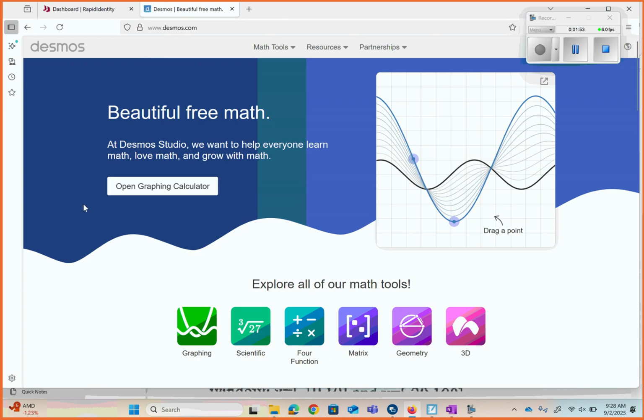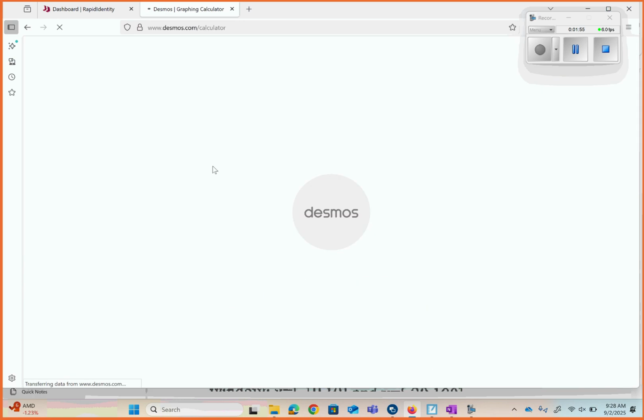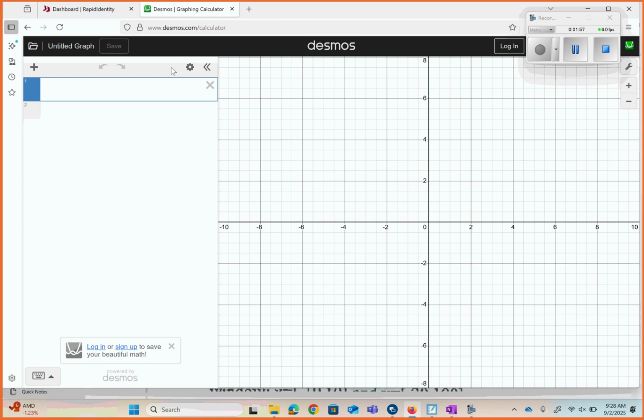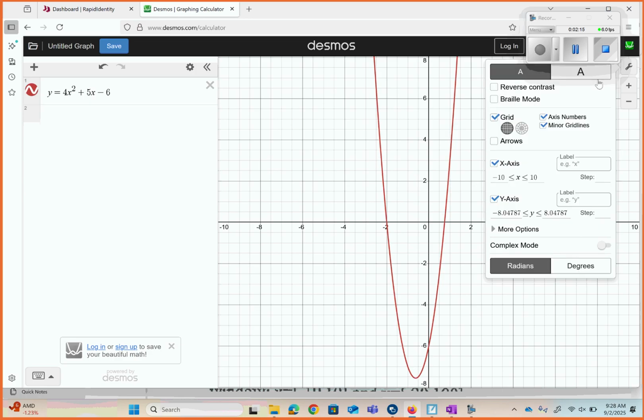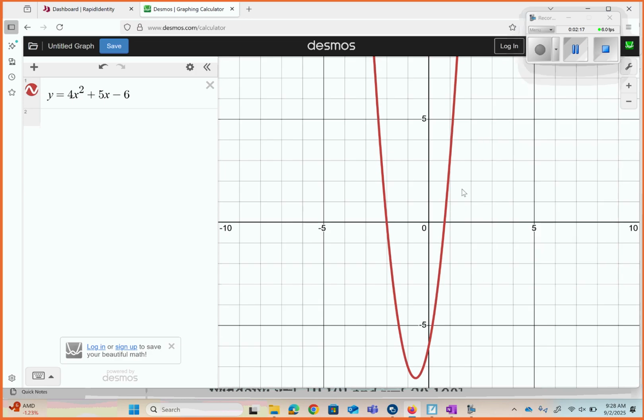And let's just take a look at what this graph is going to look like. So y equals x squared. Bring it down. Ooh, that's a 4x squared, isn't it? Plus 5x minus 6. And so they want us to focus in on all the important points of this particular graph.